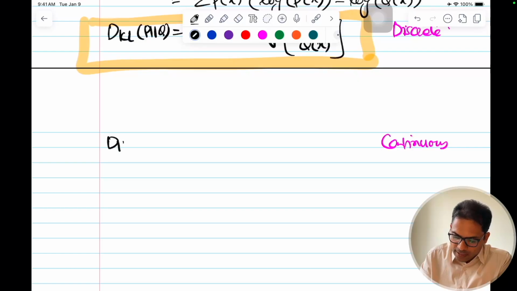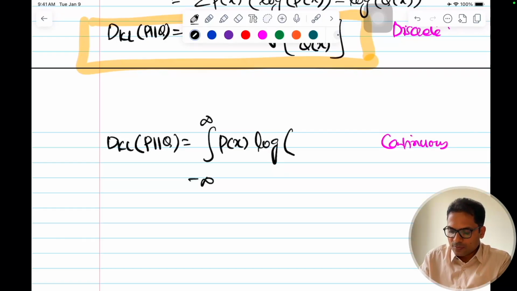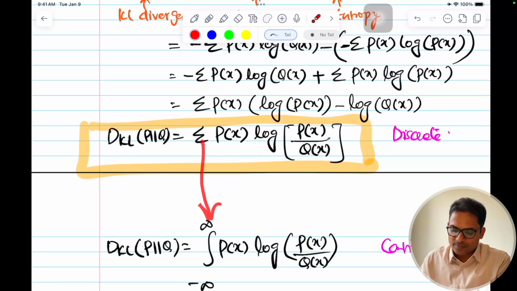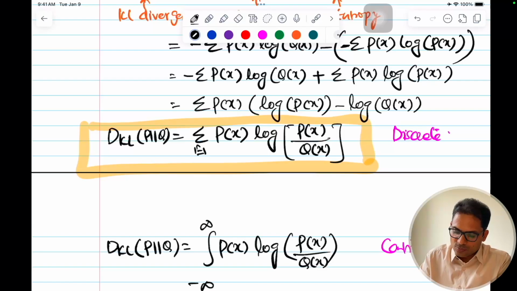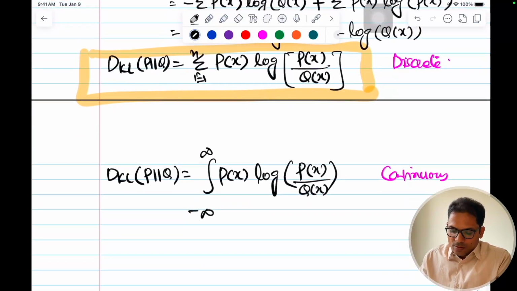So my KL divergence will become an integral, from minus infinity to infinity, of p(x) or f(x) log of p(x) by q(x). So the summation just changes to an integral. And this is just a summation, I can write i equal to 1 to n everywhere. Now the formula is clear.